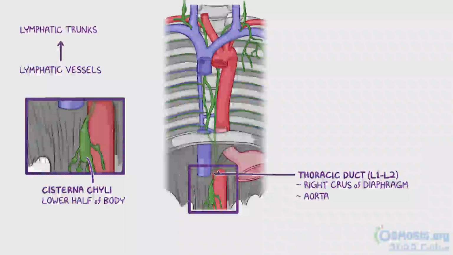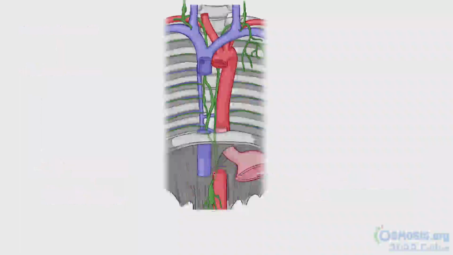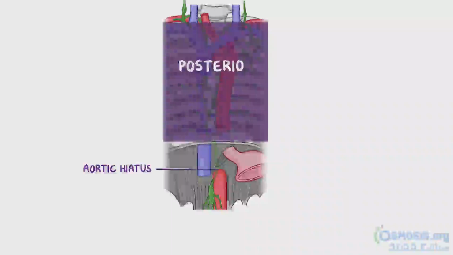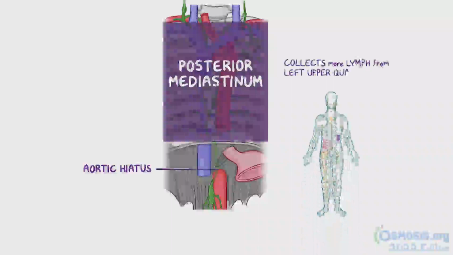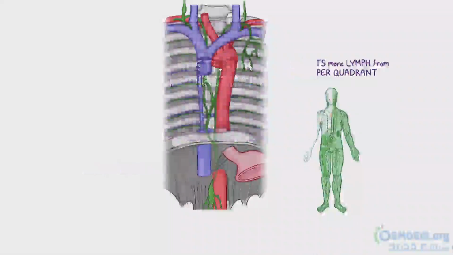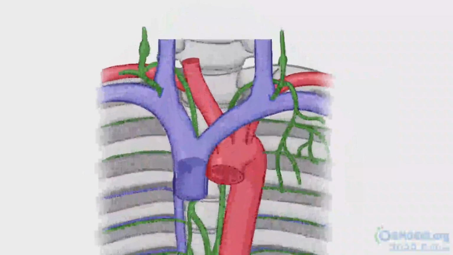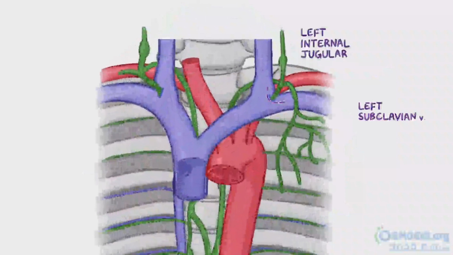The thoracic duct then travels superiorly through the aortic hiatus in the diaphragm and into the posterior mediastinum, where it collects more lymph from the left upper quadrant of the body. Finally, the thoracic duct ends by entering the venous system at the junction of the left subclavian and internal jugular veins.